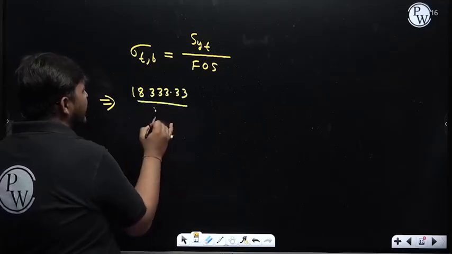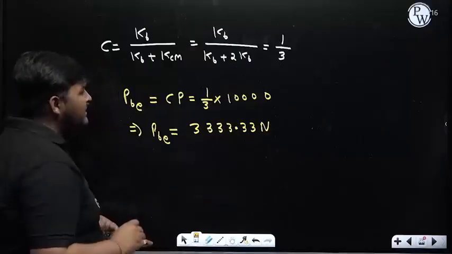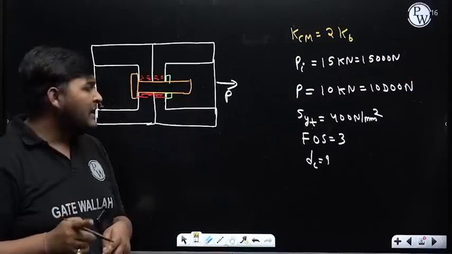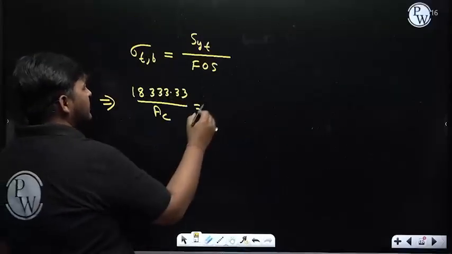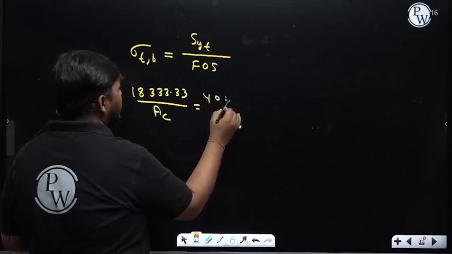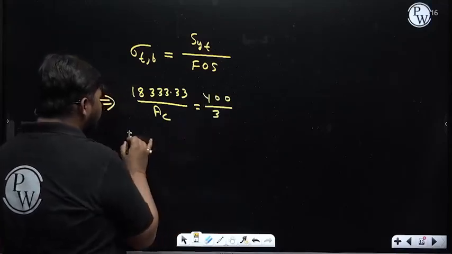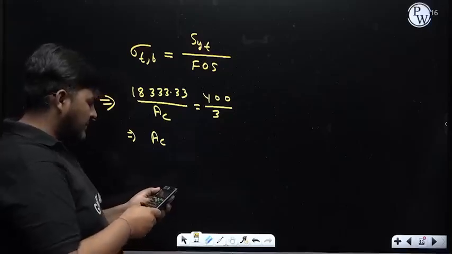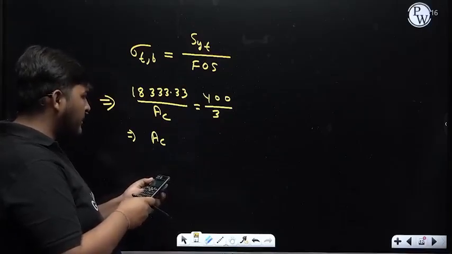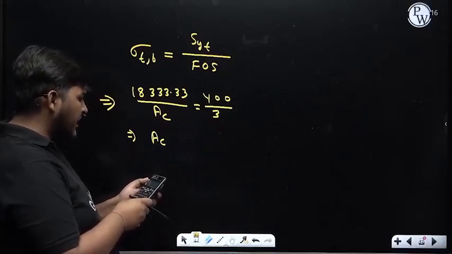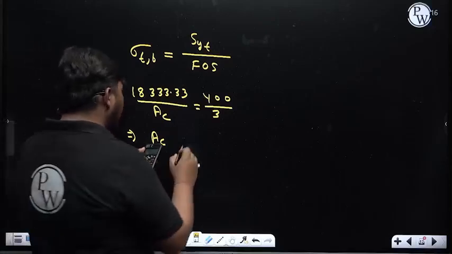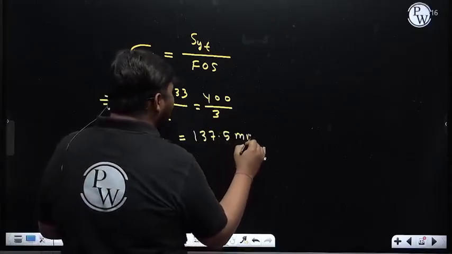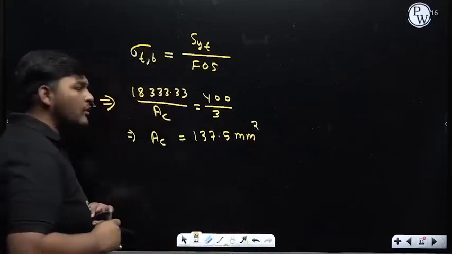Now the actual 1D tensile stress in the bolt is 18,333.33 divided by AC. SYT is the tensile strength of the bolt material, which is given in the question as 400, and the factor of safety is 3. So this is equal to 400 divided by 3. From this equation, we will get the limiting value of the core area of the bolt. It is coming 18333.33 into 3 divided by 400, that is 137.5 mm square. This is the value of the core area of the bolt.